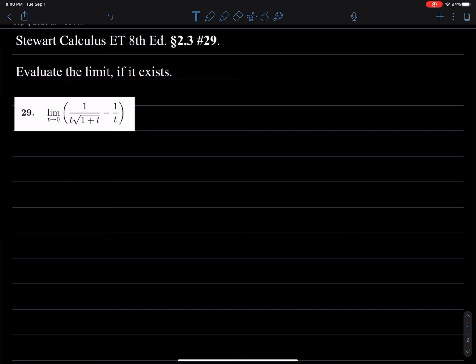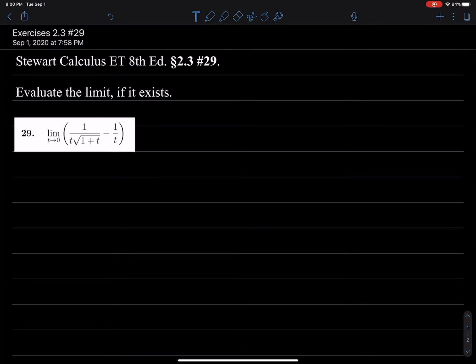Okay, we're going to do number 29 from section 2.3 from Stewart Calculus, Early Transcendentals, 8th edition. Evaluate the limit if it exists. This is one of the later problems, so it's one of the more difficult ones.